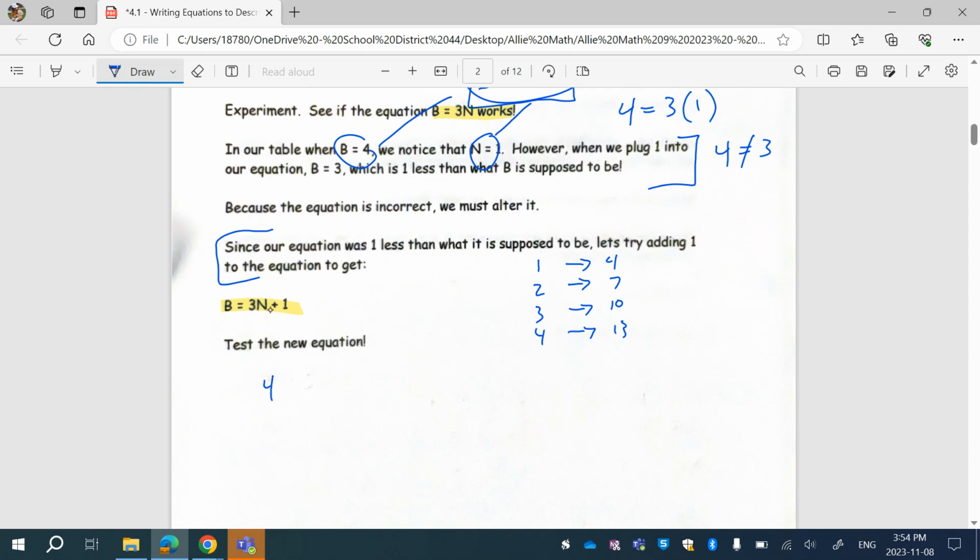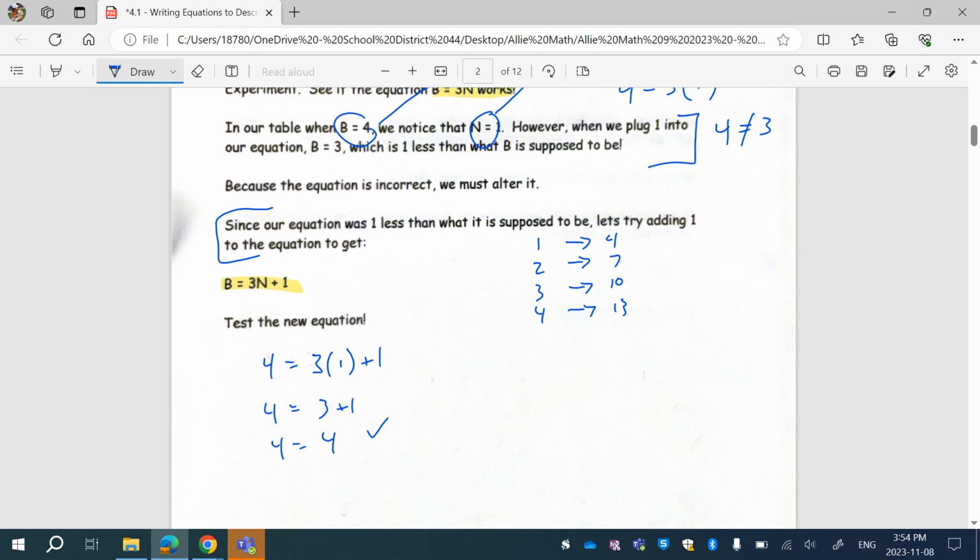Let's try, does 4 equal 3n plus 1? Yes, 4 does equal 3 plus 1. So 4 does equal 4. That's right. We can try another one just in case. So b, remember, is the number of boards. So let's try 7 equals 3 times 2 plus 1, where n is the number of plots. 7 equals 3 times 2, that's 6 plus 1. And yeah, indeed, 7 does equal 6 plus 1, or 7. So this is a correct formula now.